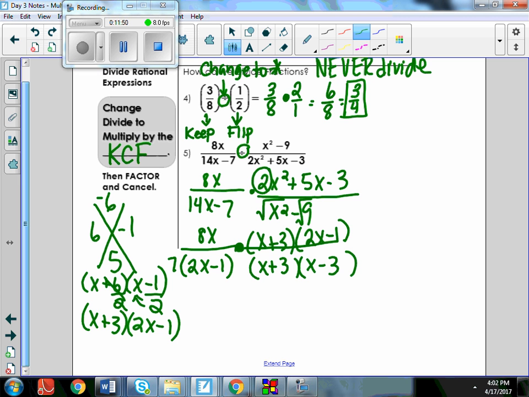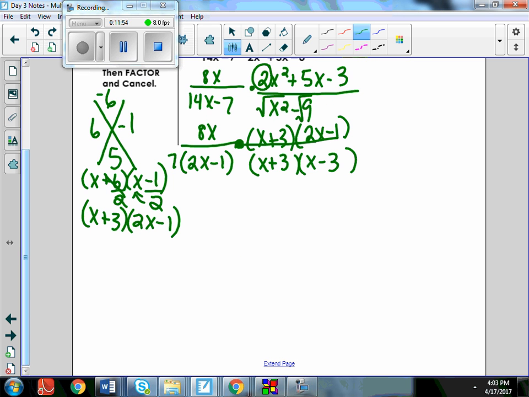And now you get to cross stuff out. So what are you going to cross out? X plus 3. Boom. 2x minus 1. Can you cross anything else out? Nope. So you're left with 8x over 7 times x minus 3.